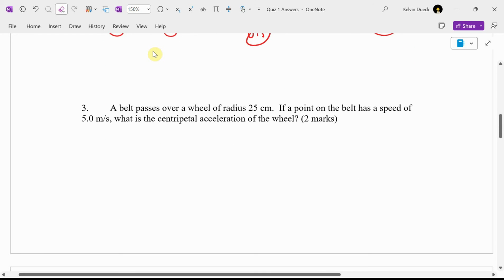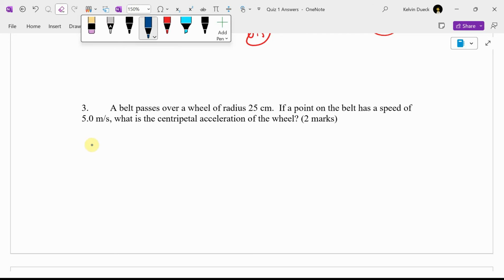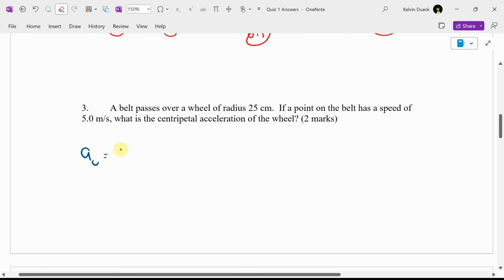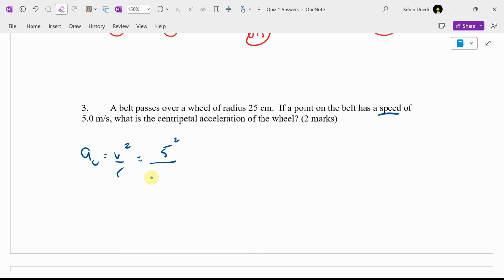Number 3, now they want the centripetal acceleration. AC equals, you know what? They gave me the speed, so I'm going to use v squared over r. It's going to be 5 squared divided by, and I said 25 centimeters, that's 0.25 meters. This one works out even to 100, does it not? Yeah. One mark, half mark, half mark.